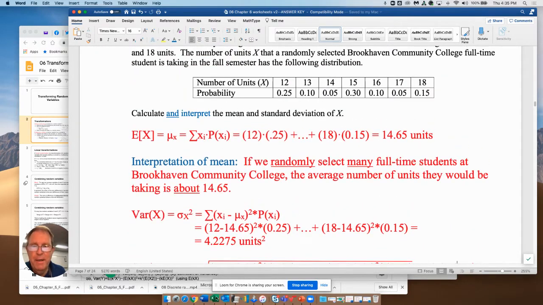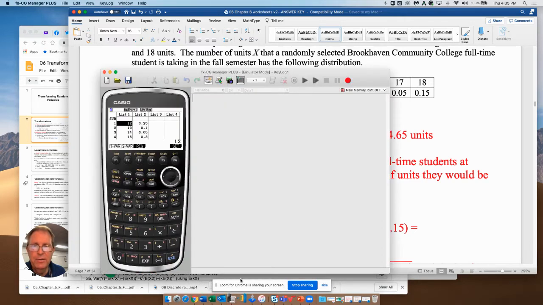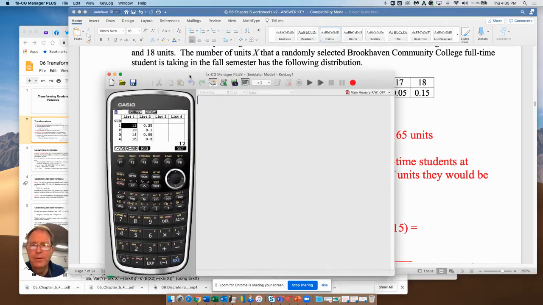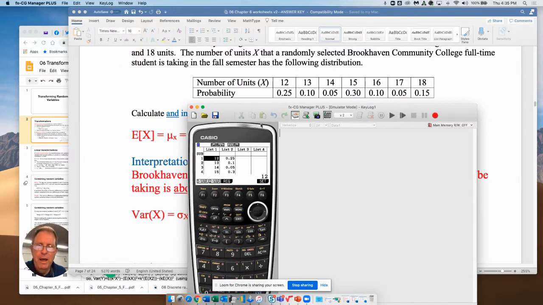Here's my data, and I take out my calculator. It looks kind of like this. I know it's a bit small on your screen maybe. I put the top row of numbers, 12, 13, 14, in list 1. I put the probabilities, 0.25, 0.10, in list 2. Now I want to calculate the mean and standard deviation, but before I press F1 for 1-var, I want to check to see how it's set.